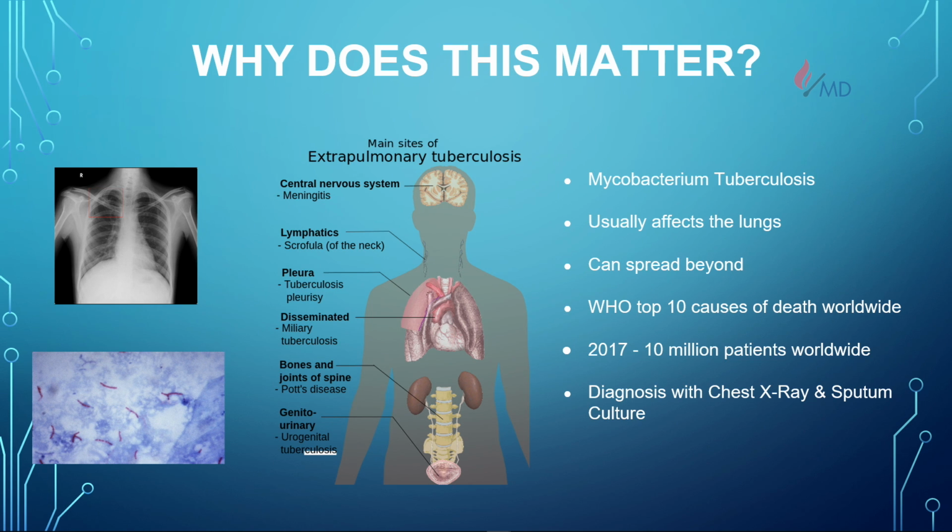And in 2017, 10 million patients worldwide were affected by tuberculosis. And it usually affects the lungs, but it can go to the brain, to the bones, and the reproductive organs when it's not treated and have significant morbidity and mortality. And it is the number one cause of secondary infection and death for HIV patients around the world. So why does this matter?